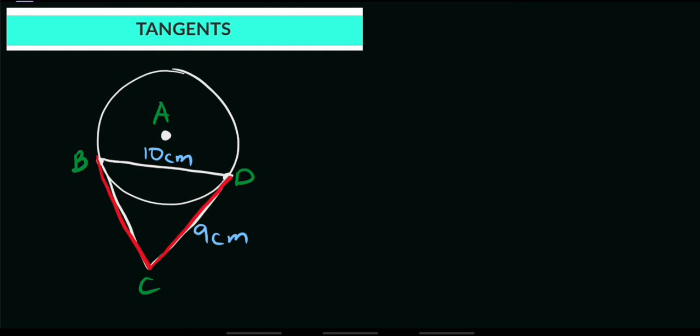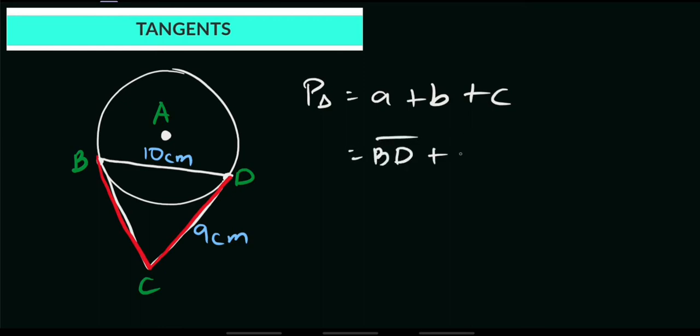Automatically they contain the same measurement. So for us to solve for the value of the perimeter of a triangle, again, we need to add the sides A, B, and C. This time let's assign A as line segment BD, plus B, let's say that is line segment CD, and then plus C, let's say that is line segment BC.